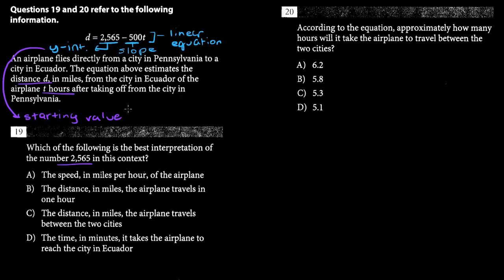The starting value before you take a trip is really the total distance, right? The starting value before the airplane has taken off is going to be the total distance. It's going to be equal to the total distance of the journey from Pennsylvania to Ecuador, right? And so that's what we're looking for in our answer choice. It's going to be something that says the distance, right? And so the only one that says that, the speed, no, the distance, the airplane travels in 1 hour, that's quite specific. It's actually going to be C. The distance in miles the airplane travels between the two cities. It is the total distance.